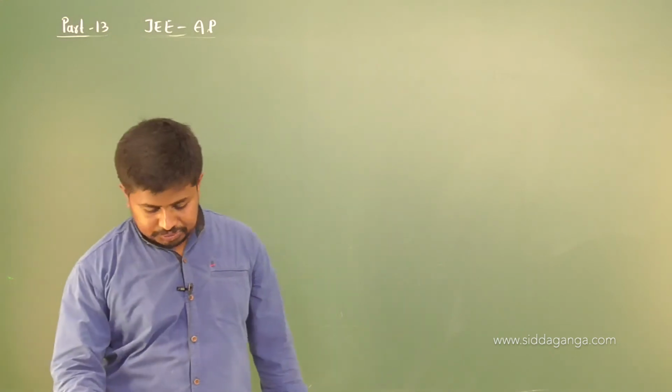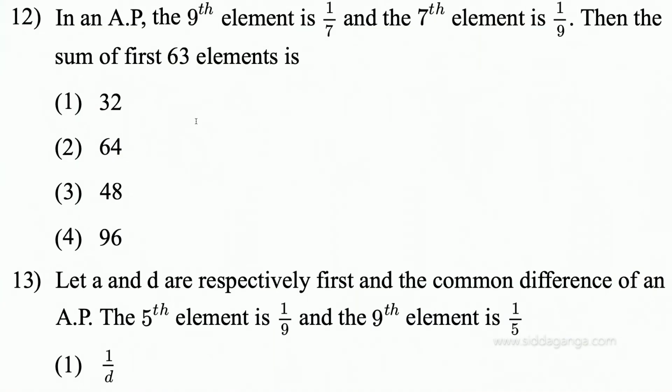Okay, let's move on to question number 12. In an AP, the 9th element is 1 by 7 and the 7th element is 1 by 9. Then the sum of the first 63 elements is, yes, 63 we have to find.